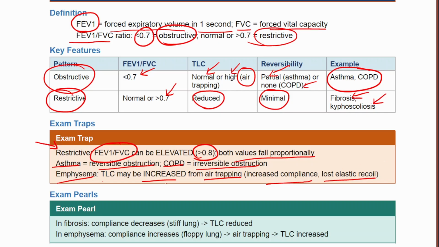respiratory unit. Finally, let's consolidate the core mechanical principles from our exam pearls section. In fibrosis, compliance decreases, creating a stiff lung that restricts expansion, which leads directly to reduced TLC. In emphysema, compliance increases, creating a floppy lung that leads to severe air trapping, which clinically manifests as an increased TLC. Don't get confused with the word compliance. It simply means the ability of the lungs to stretch and expand.